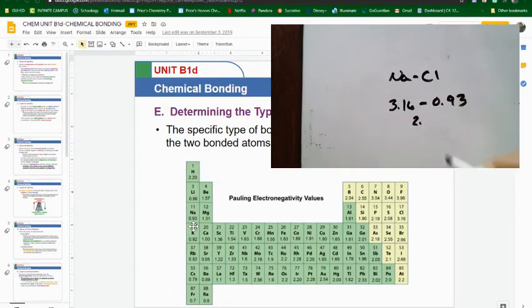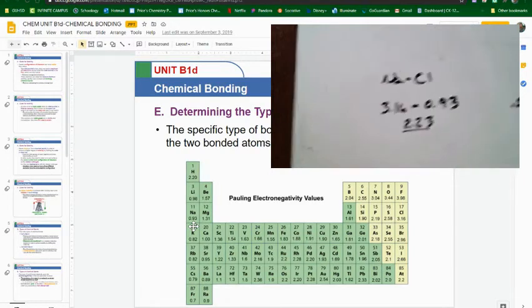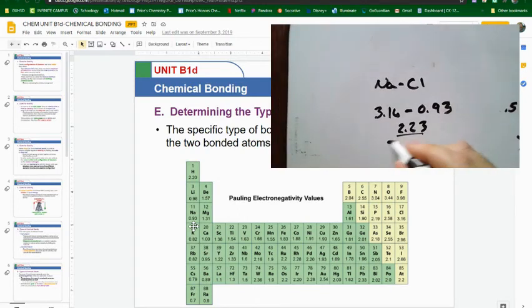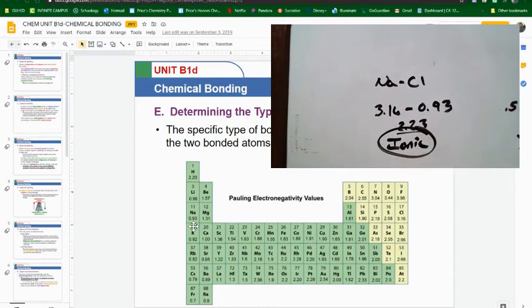And we end up with a difference of, what is that, 2... My math is leaving me. Actually, 2.23 is going to be the difference. Now, looking at that, since that is greater than 2.0, that means that this is going to be an ionic bond. So I write ionic. And that's the work that needs to be shown, and this is the answer.